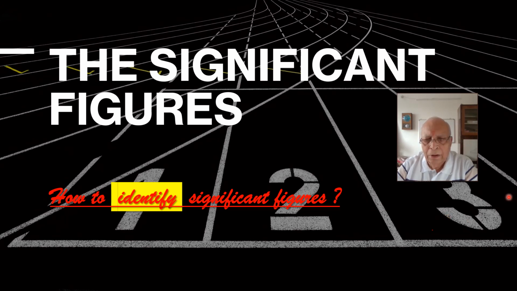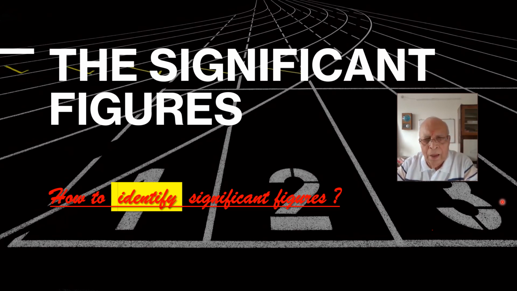And suppose I write a number in scientific notation: 123 into 10 to the power minus 4. It means 0.000123. That is the actual value. And in scientific notation, we write it as 123 into 10 to the power minus 4.